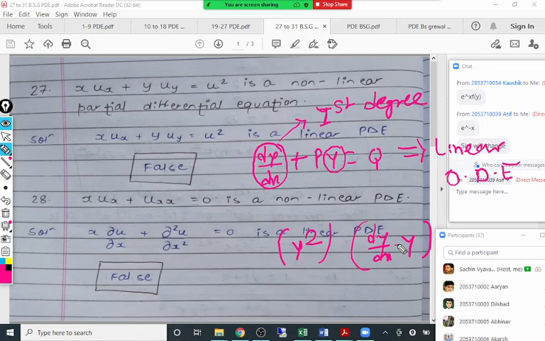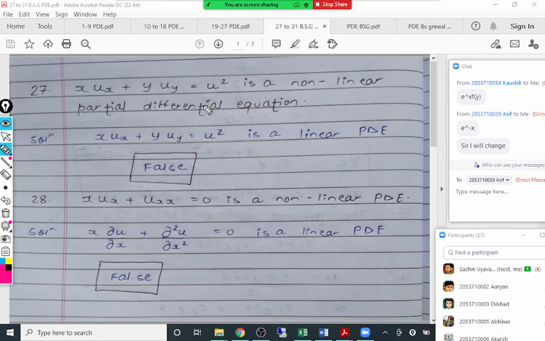So in this case, what is the dependent variable? The dependent variable is u, because ux is written. Dou u by dou x is nothing but ux. So it should not be in quadratic power, and u into ux should not be there together. So whatever answer is written, false, that's correct, because u square appeared there. Is it clear? This is actually non-linear because u square is there. If u square was not there, then we would say it is a linear PDE. That's all.